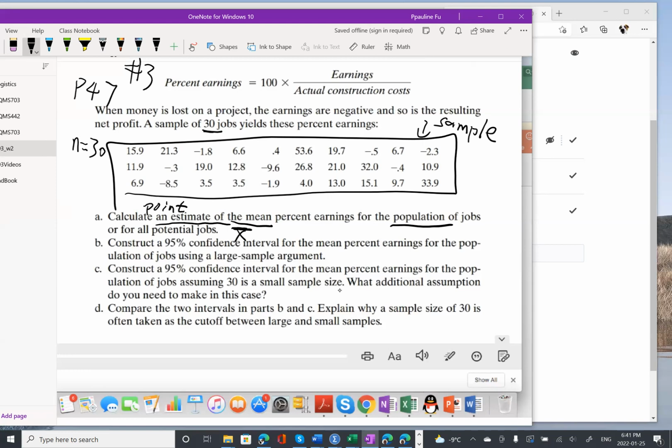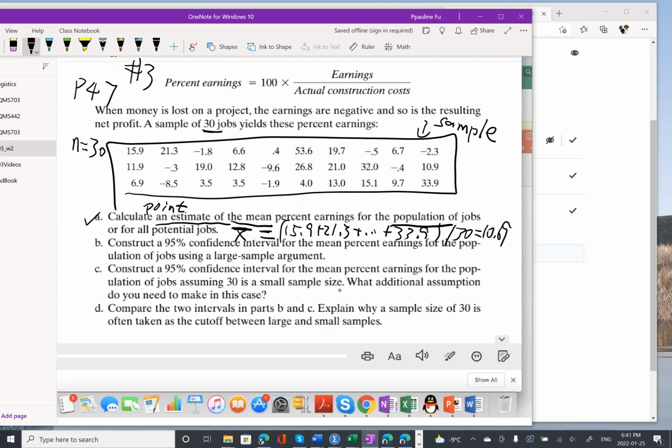So how do you get the sample mean? You add all those 30 numbers together, divided by 30. And you are going to get the sample mean, 10.69. The unit is a percent. Any questions? Use sample mean to estimate population mean. So we finished question A.